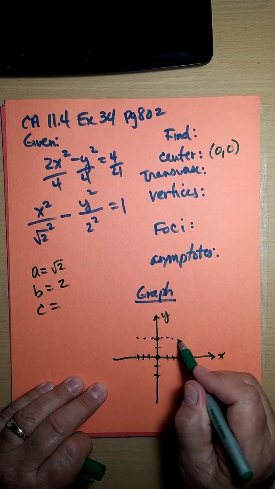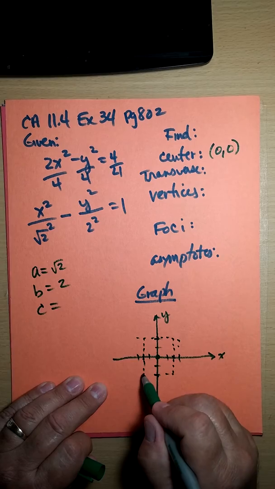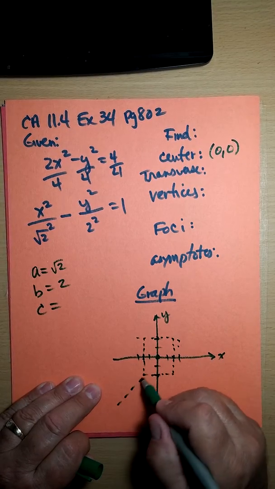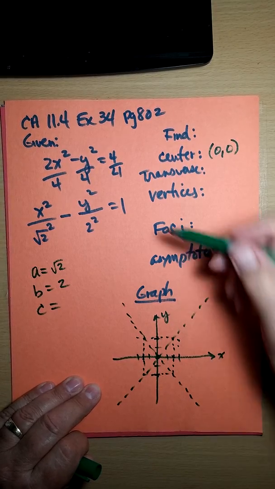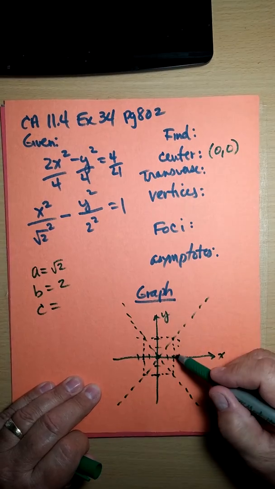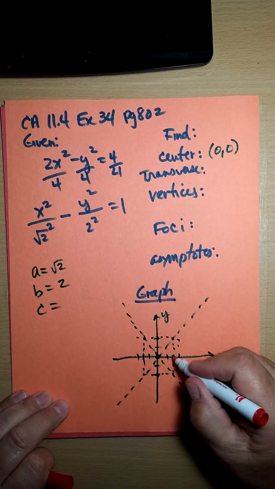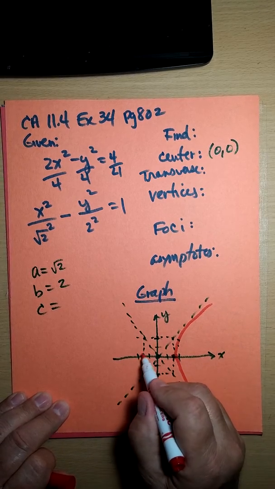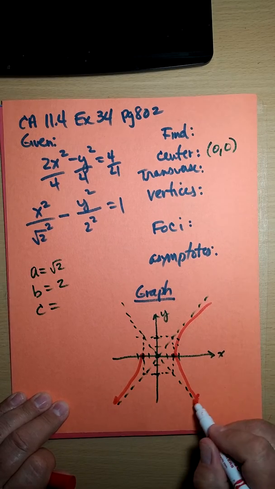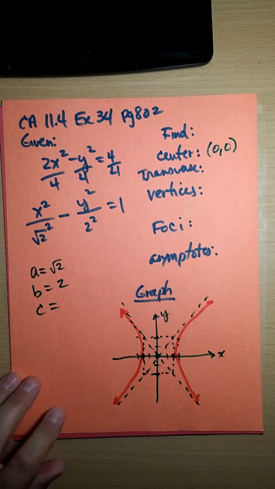This creates a rectangle. The diagonals of that rectangle are the asymptotes. Because it's x squared first, we know it opens right and left. So it starts on that box and approaches the asymptote, on the box and approaches the asymptote. Okay, so that's what the graph looks like.